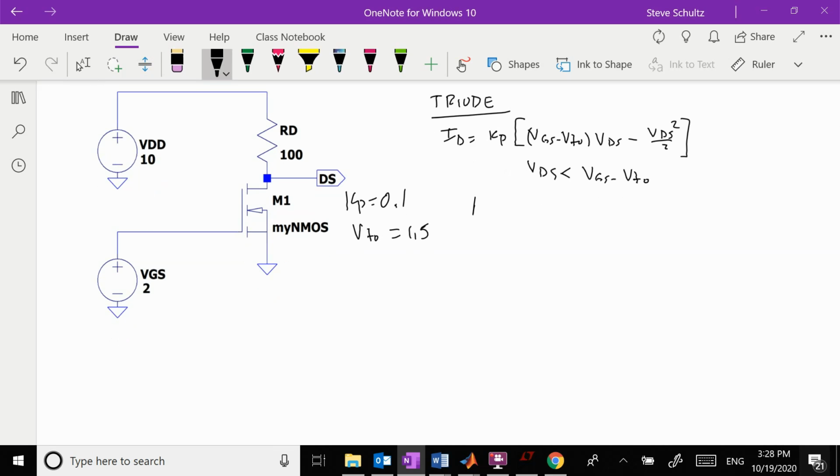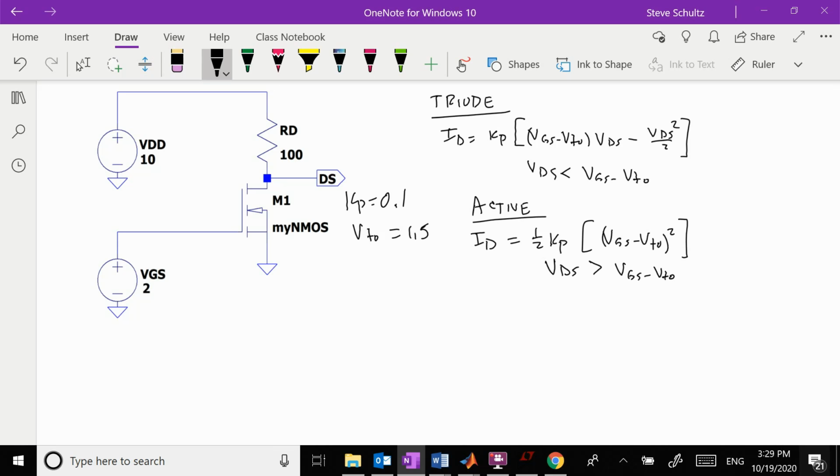Okay, and then we're going to have active. And in active, we have ID equals 1/2 Kp times VGS minus VTO squared. So these are going to be our two regimes. And this is valid for the opposite condition, where VDS is greater than VGS minus VTO.